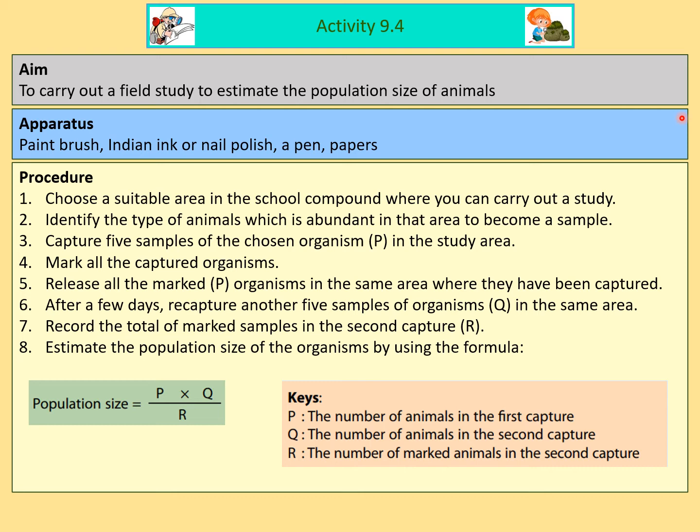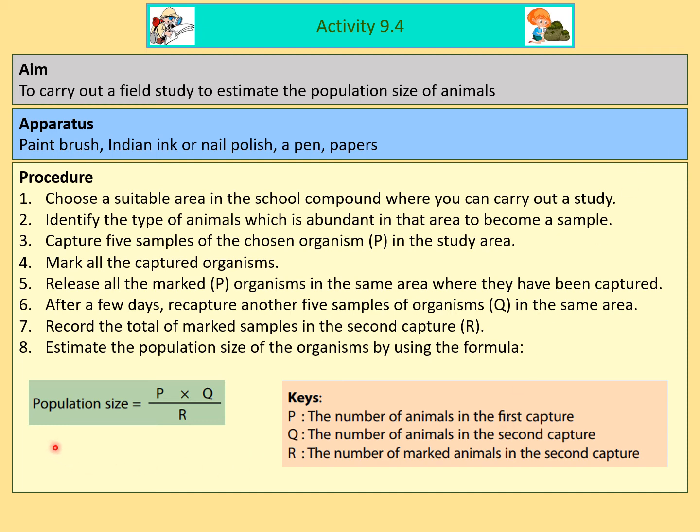Capture 5 samples of the chosen organisms in the study area. Mark all the captured organisms. Release all the marked organisms in the same area where they have been captured. After a few days, recapture another 5 samples of organisms in the same area. Record all the marked samples in the second capture. Estimate the population size of the organisms by using the formula.